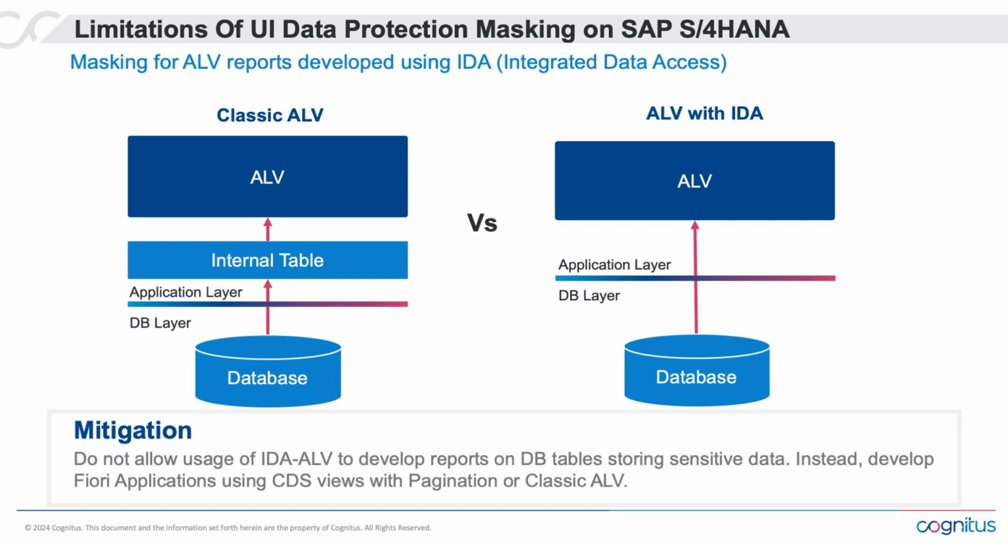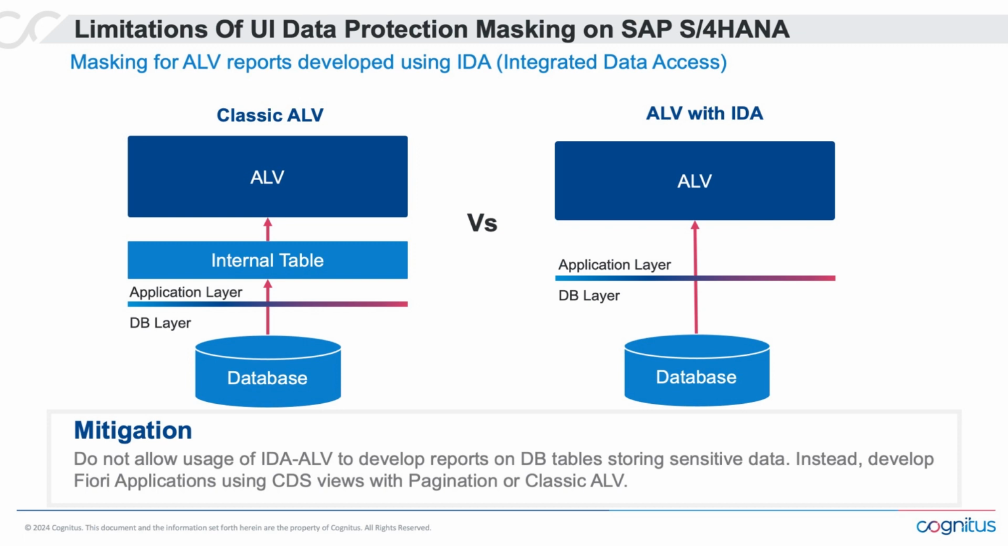So the current situation is that ALV with IDA is not supported for masking, and an easy way to mitigate this risk is just to not allow usage of IDA ALV, and instead such reports should be developed as Fiori apps with pagination using CDS or using classic ALV reports.